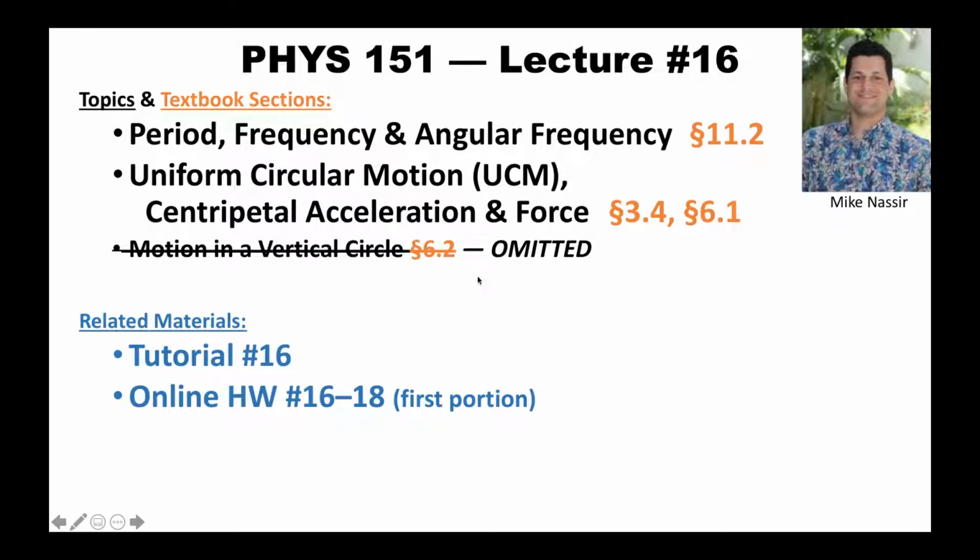I'm going to omit examples of circular motion in a vertical circle, where the weight of the object varies in direction relative to the circle and makes things more complicated. So we'll stick with the simpler examples of motion in a horizontal circle or motion where the weight of the object is just negligible or unimportant.